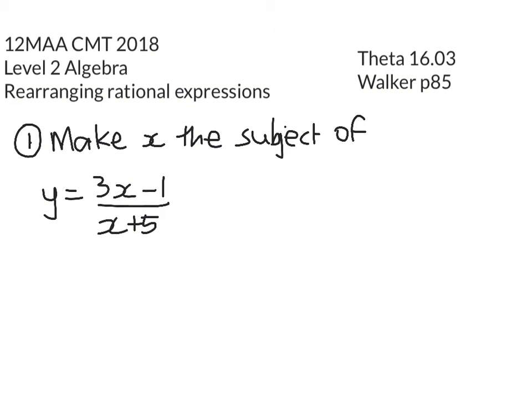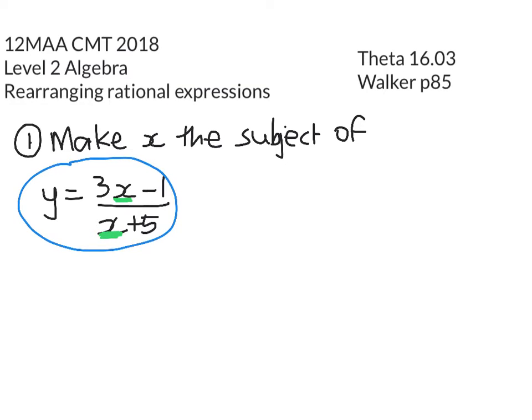In this video I'm going to look at how we can make x the subject when x is in what we call a rational expression. So if you look at this first one here, we've got y equals (3x minus 1) over (x plus 5), and we want to make it end up as x equals something. But we've got a 3x here, and we've got an x here.